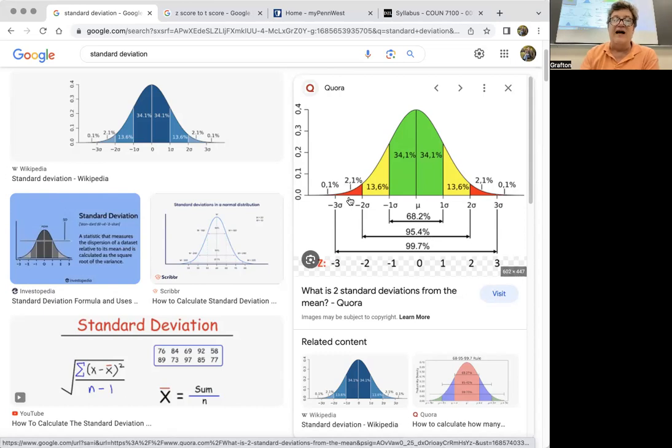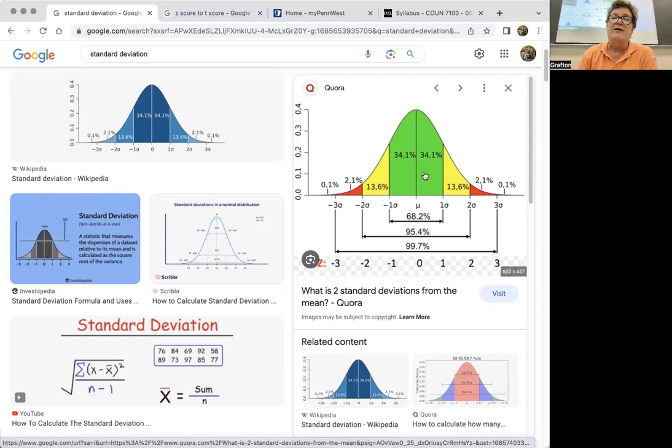And this last one's only 2%. And that brings you all the way up to almost 100%, 99.7. So almost everybody falls within 3 standard deviations, plus or minus. So when you hear this terminology, that's kind of how you figure it out. But all you have to remember is 34, 14, and 2.